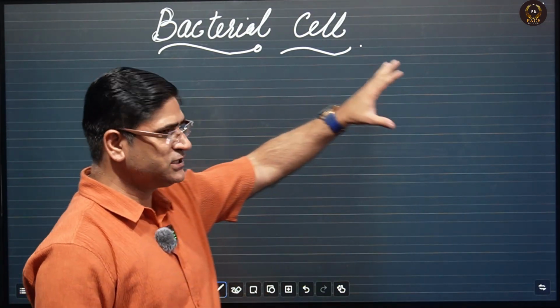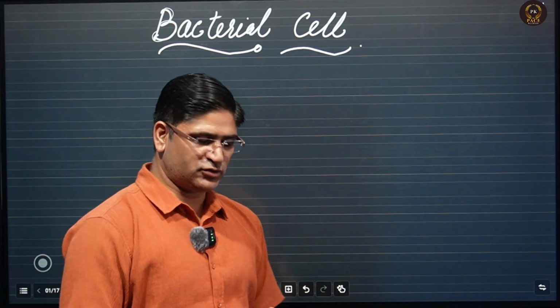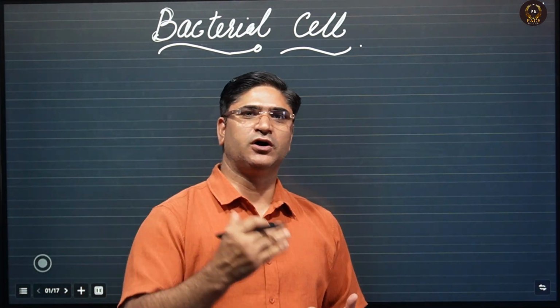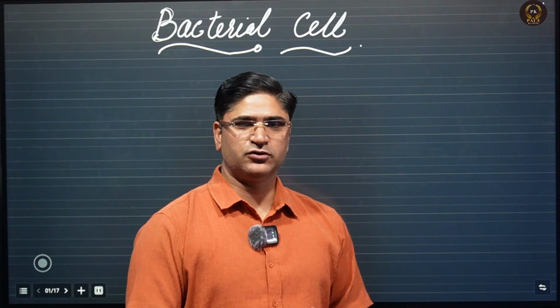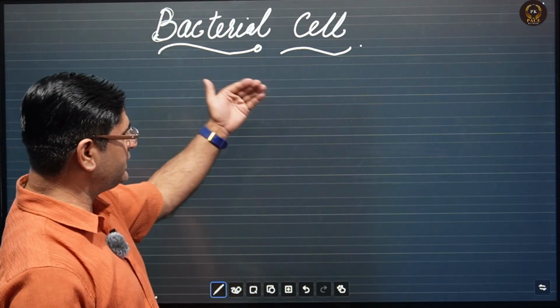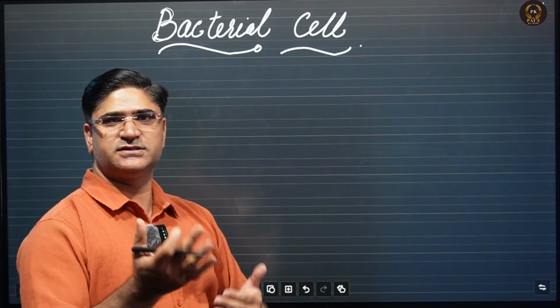Last time we discussed the bacterial cell structure. I have shown you the structure of the bacterial cell, and I told you that the bacterial cell is the sole organism of the kingdom Monera. So what characteristic features are there in the bacterial cell that depict the characteristic features of the kingdom Monera?